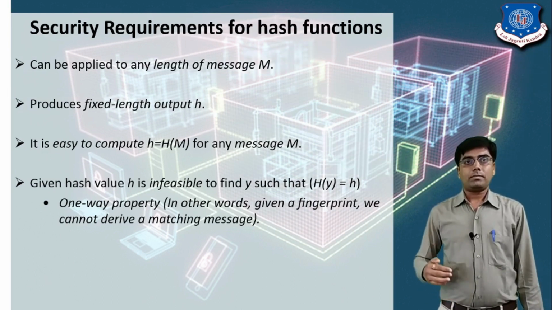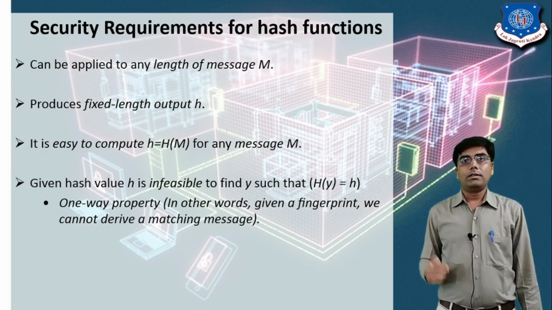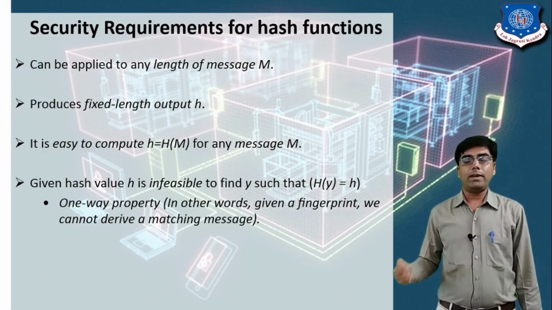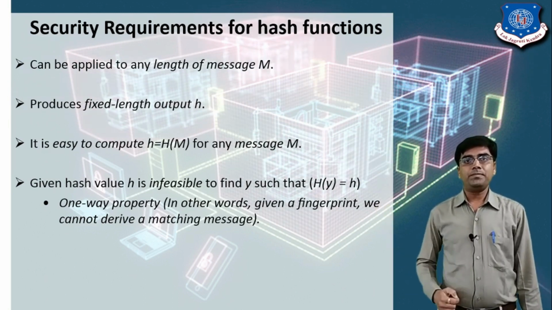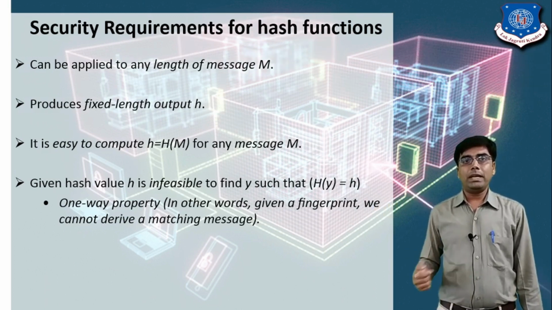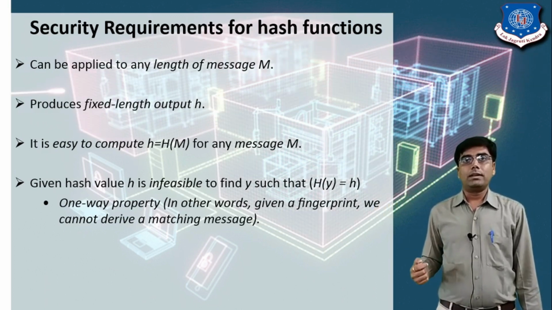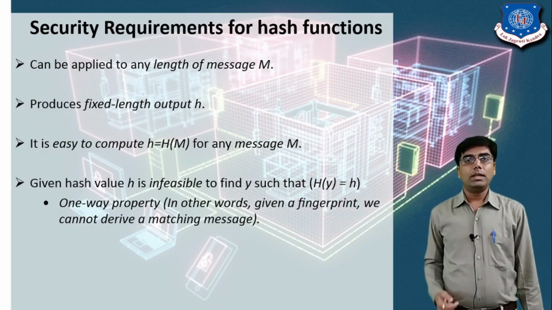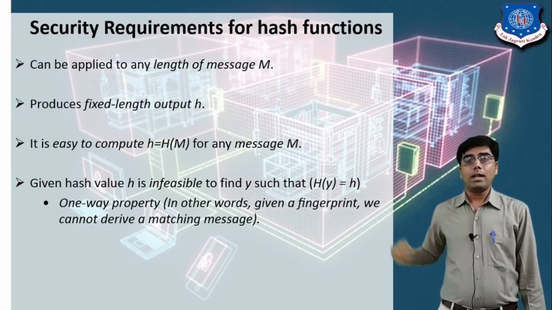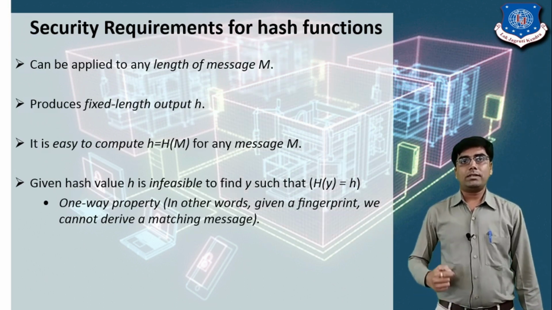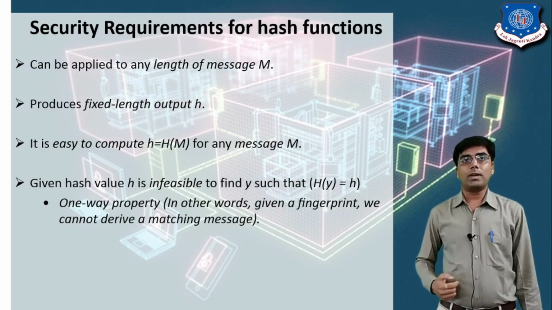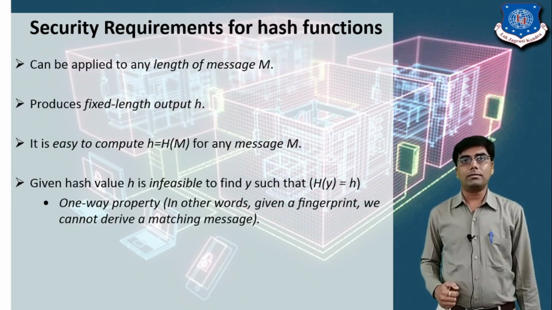Right? One-way property. An example is that if one bit is flipped in the input stream, half of the bits in the hash code will be flipped as a result. So this is the fourth requirement of hash function.